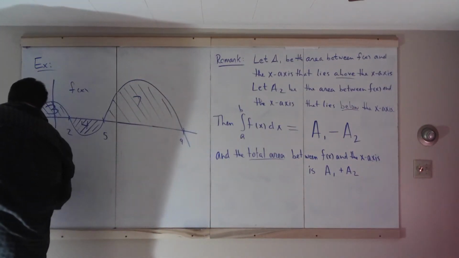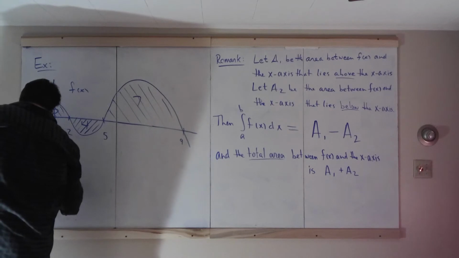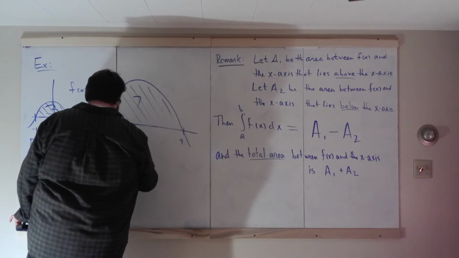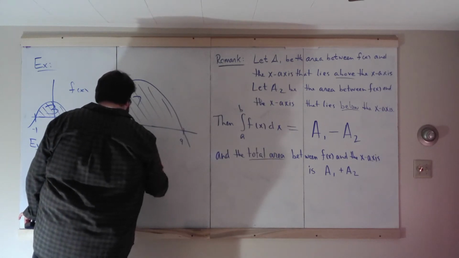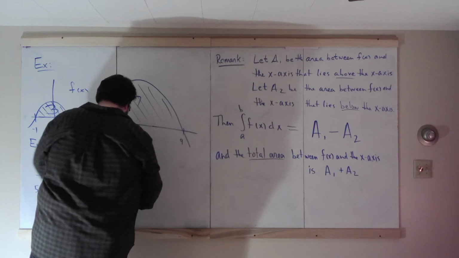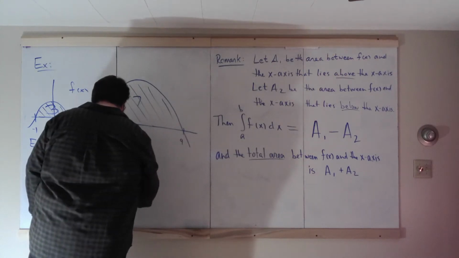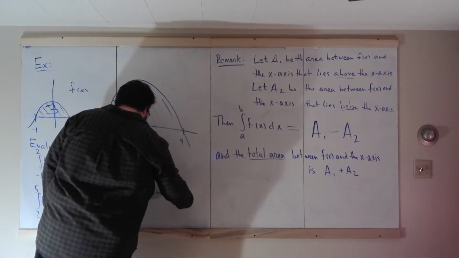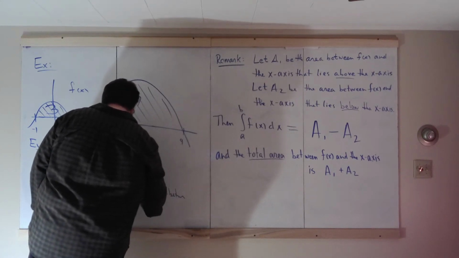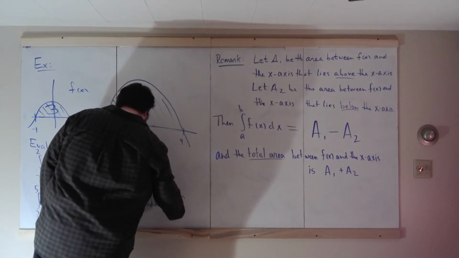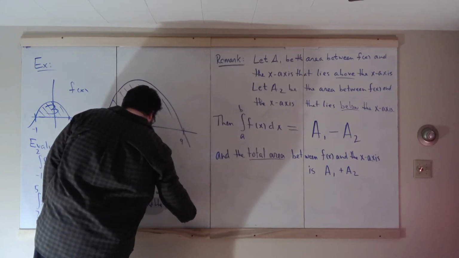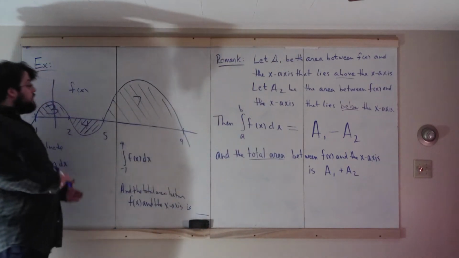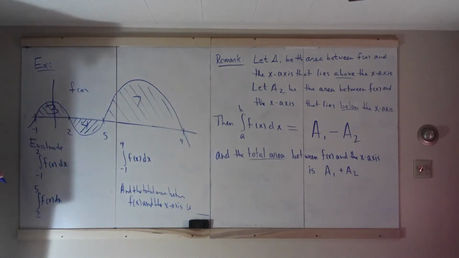Integral from 2 to 5 of f of x dx. Integral from -1 to 9 of f of x dx. And then let's just say the total area between f of x and the x-axis is, and then we'll fill in that blank. So let's do these 3 integrals given this setup, and then we'll find the total area.